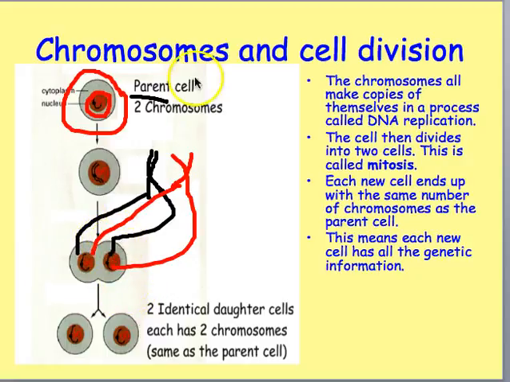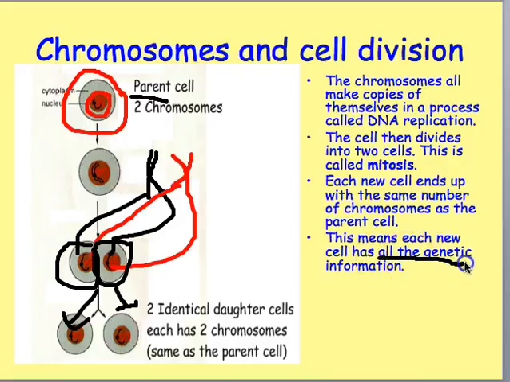And what happens is that the cell will split itself, so we split like this and split like this, so that we end up with two identical daughter cells, which each has two chromosomes, the same as the original parent cell. Now that's very important because you want to make sure that all the genetic information that was in the original parent cell is passed on to these daughter cells so that it's made an exact copy of itself.